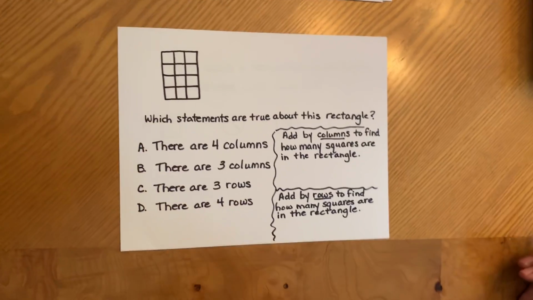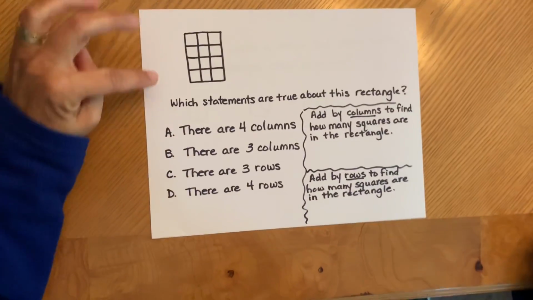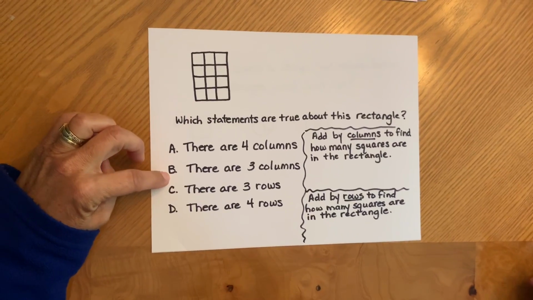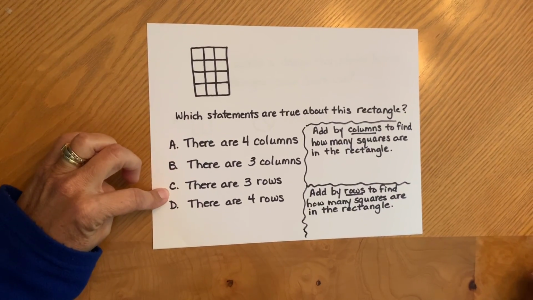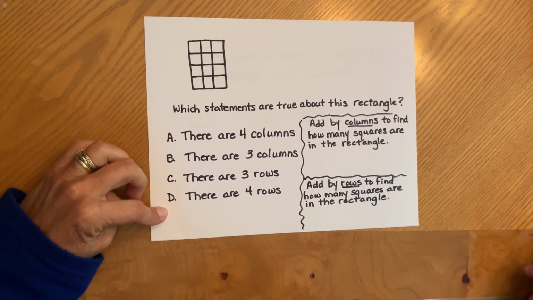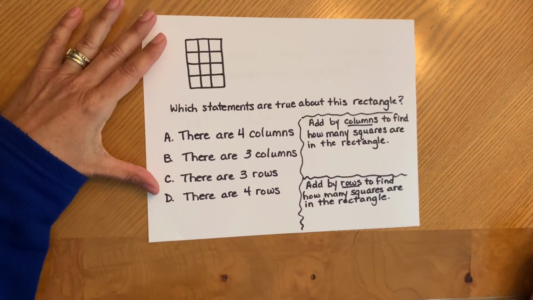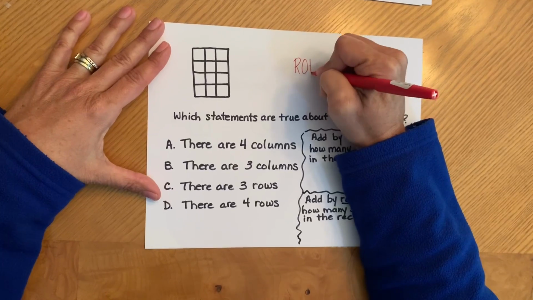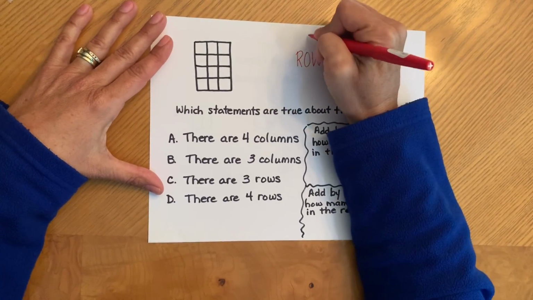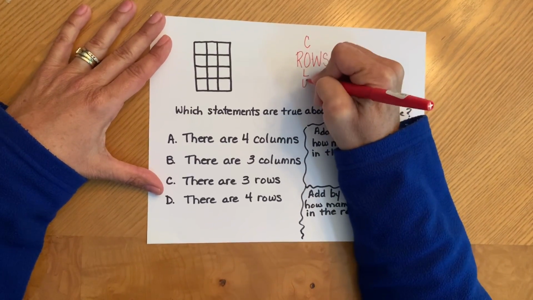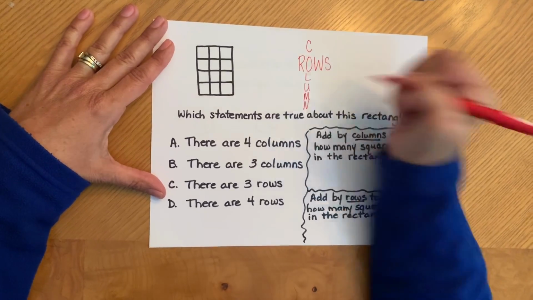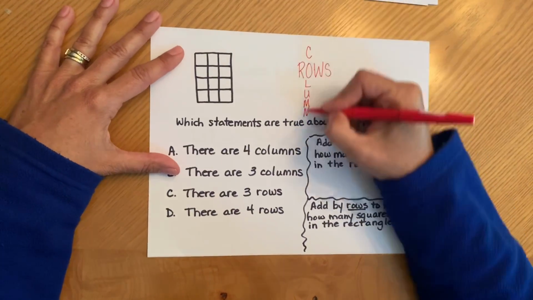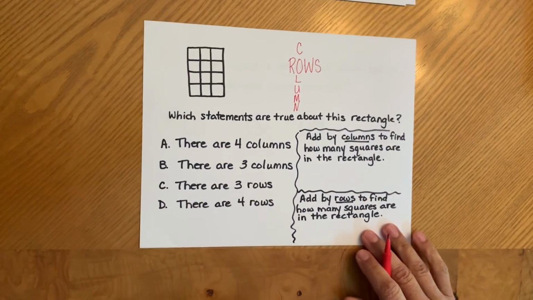Which statements are true about this rectangle? A, there are 4 columns. B, there are 3 columns. C, there are 3 rows. And D, there are 4 rows. Well, if you remember in class, we talked about rows and columns. Okay, so rows go from left to right, columns go up and down. Okay, so don't forget.